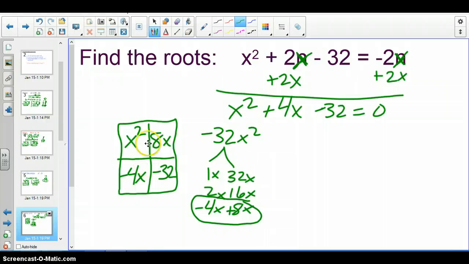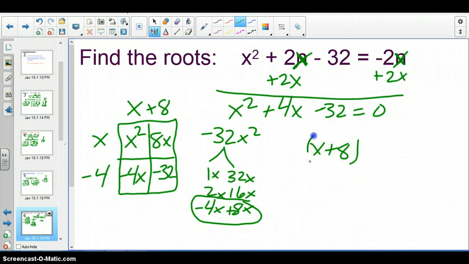Now we need to factor out of the first column. So if we look at the first column, all we can factor out is an x. If we look at the second column, we can factor out an 8. If we look at this top row here, we can factor out an x. And this bottom row here, we can factor out a negative 4. So our factors are x plus 8 and x minus 4.